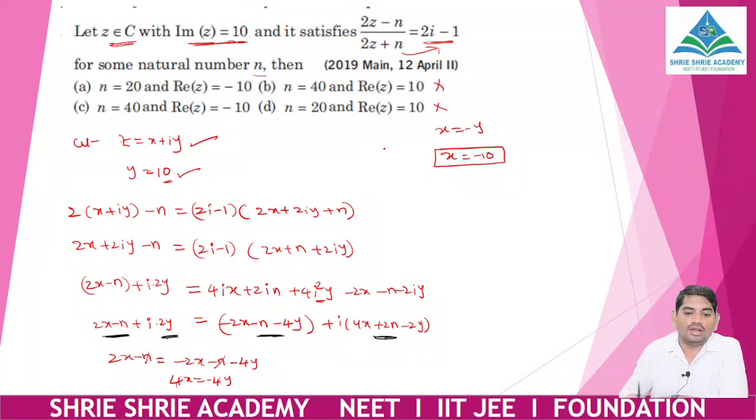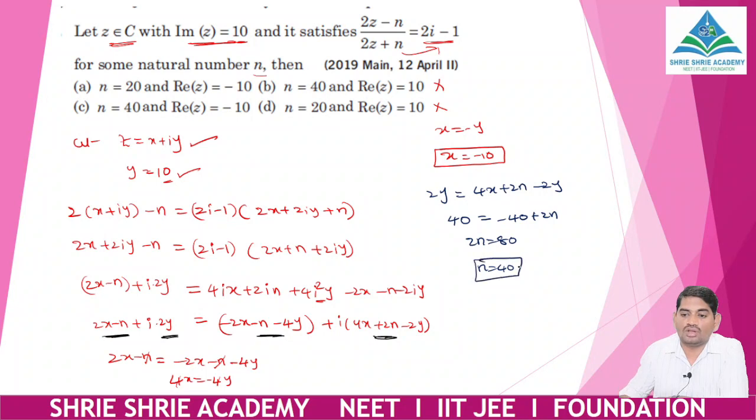So how we can find the value of n? Now we can equate imaginary part. Left side, what is the imaginary part? 2y. And right side, what is the imaginary part? 4x plus 2n minus 2y. Y value is 10. So substitute here, or else minus 2y transpose this side, we got 4y. Y value 10 substitute, now we got 40, which is equal to x value minus 10. So minus 40 plus 2n, then 2n is equal to 80, then n is equal to 40.